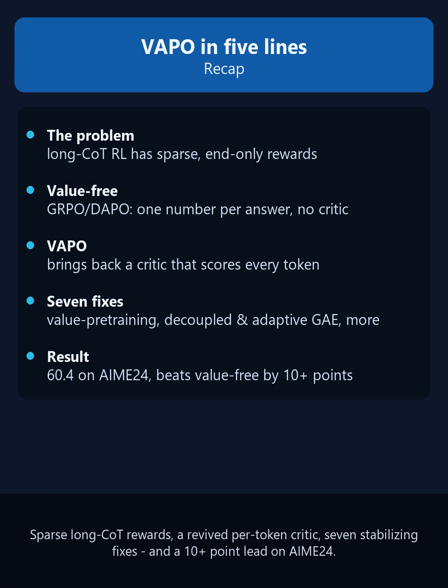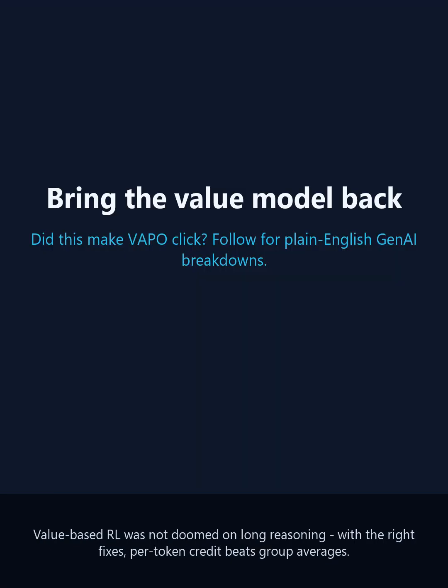To recap, reinforcement learning on long reasoning suffers from sparse, end-only rewards. Value-free methods like GRPO and DAPO handle this with one number per answer and no critic. VAPO brings the value model back, scoring every token for fine-grained credit, and adds 7 techniques, value pretraining, decoupled and length-adaptive GAE, and more, to keep it stable. The payoff is 60.4 on AIME 2024, beating value-free methods by more than 10 points. VAPO's lesson is simple. Value-based reinforcement learning was not doomed on long reasoning, it just needed the right fixes. Give the critic a careful setup, and per-token credit beats coarse group averages.